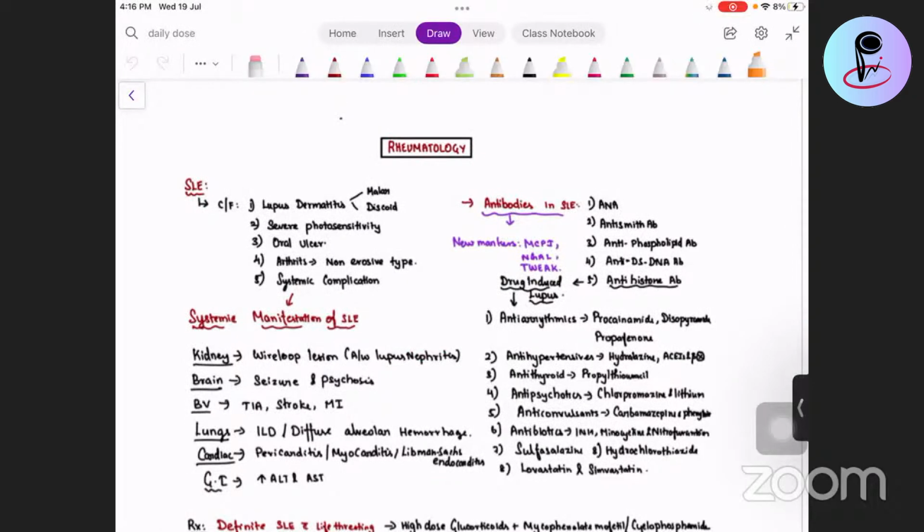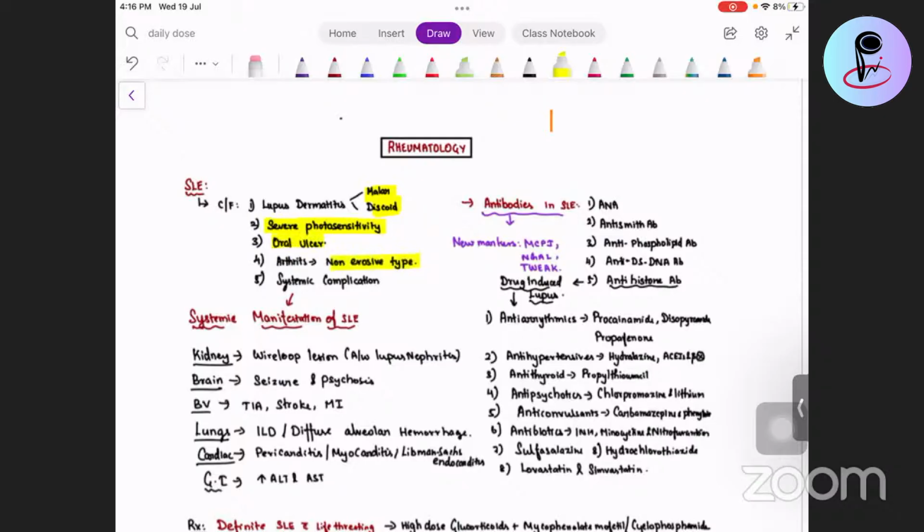Speaking about rheumatology, the clinical features. The first one is lupus dermatitis, where you see the malar or discoid type of rash, the classical butterfly rash. Apart from that, you may see severe photosensitivity, oral ulcer, and non-erosive arthritis.